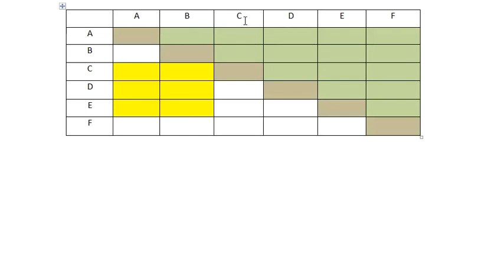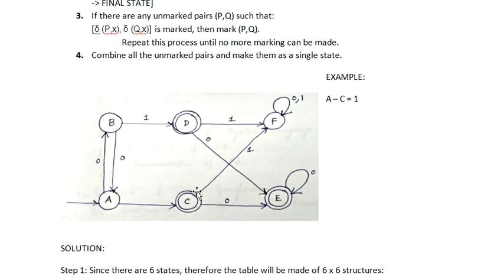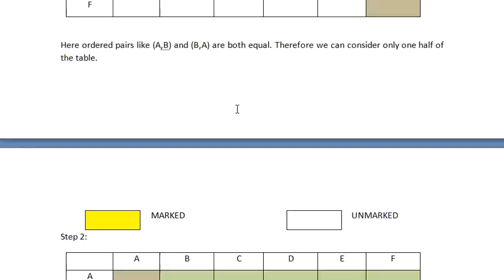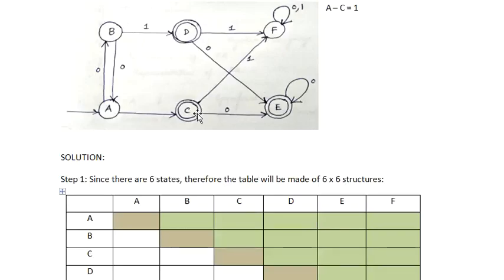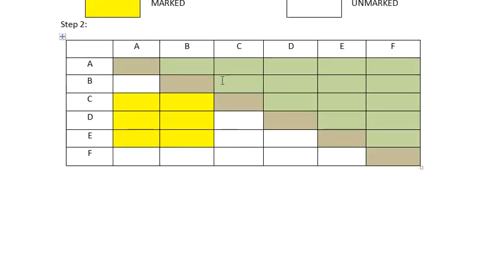Now I will be moving with CD. If I look into CD, both are final. So can we mark it? No, we cannot mark it. We can mark only if the scenario is final, non-final, or non-final, final. Clear? So leave as it is. CD is done. Now CE. C is a final, and this is also final, so I cannot mark. Only CF I can mark, right? So I can mark CF.